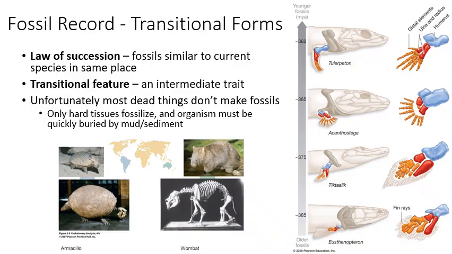Unfortunately, there's a lot of gaps in the fossil record, or basically a lot of things missing from the fossil record, because most of the time when something dies, it doesn't make a fossil. In order for something to fossilize, when it dies, it needs to be quickly covered by mud and sediment. So in most places, that's just not going to happen.